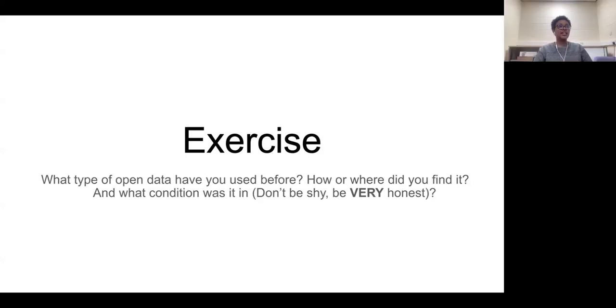Okay, that's a good question. We have satellite data, data provided by NASA, for example. I've been using a lot of Earth and environment data, so I download a lot of weather data and climate data that is open. There are some surveys that are open. Those are the types of open data I was referring to. Do you have any open data you've used before?